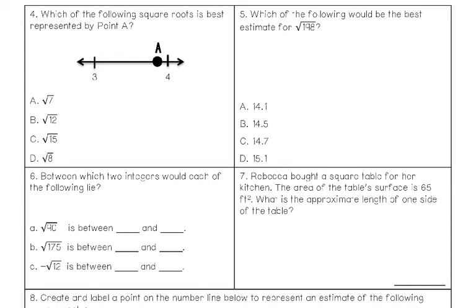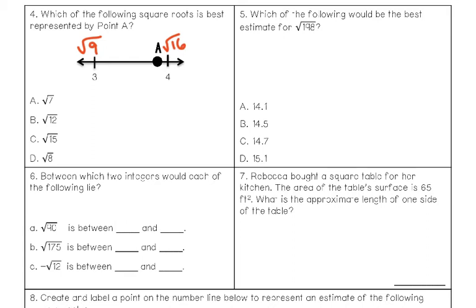Okay, so by now you should have paused and practiced solving number 4. So it says, which of the following square roots best represents point A? All of my options are multiple choice and they are all square roots. So I need to look at these numbers on the number line as square roots. So instead of looking at this as 3, I want to think what perfect square gives me 3. So I know that 3 times 3 is 9. So the square root of 9 equals 3. I'm going to do the same thing for 4. I know 4 times 4 is 16. So I know the square root of 16 gives me 4.